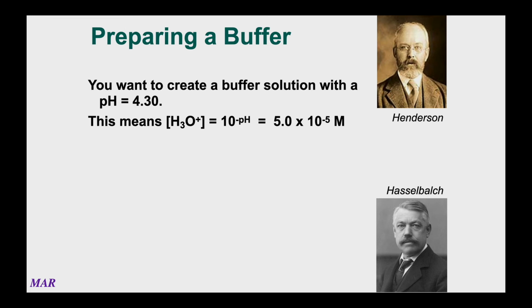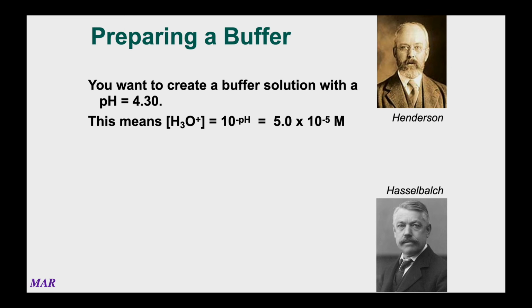Here's a question you might have. You want to create a buffer with a pH of 4.30, all right? And if you want to figure out hydronium, it would equal 10 to the minus 4.30, 10 to the minus pH. That's 5.0 times 10 to the minus 5.